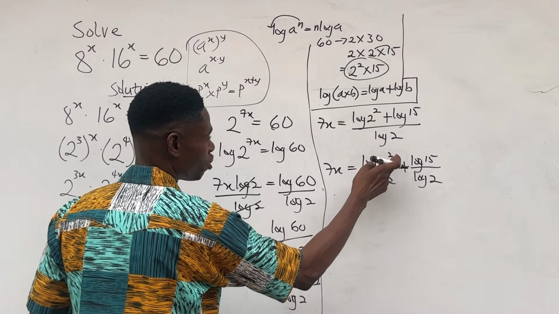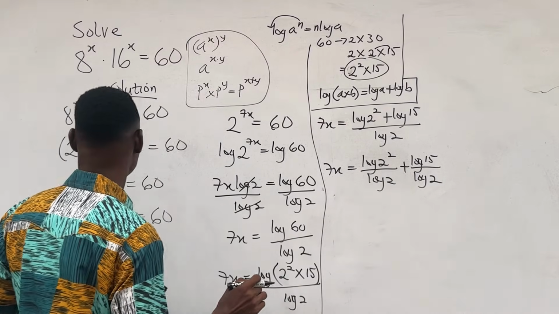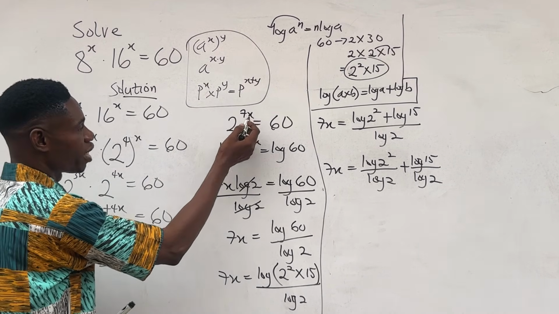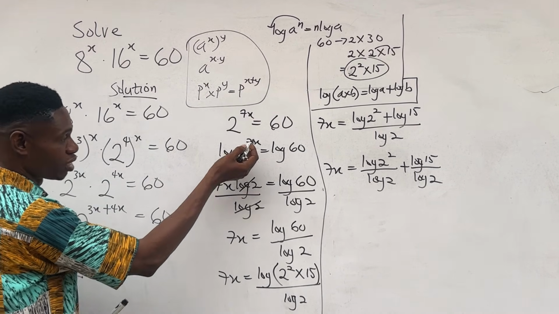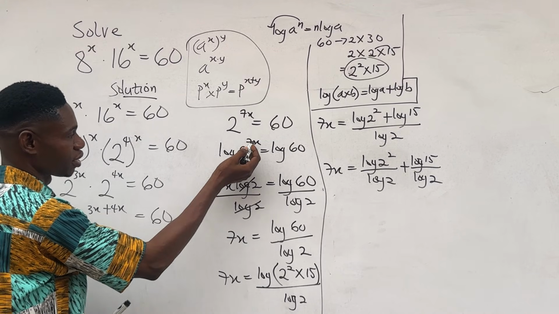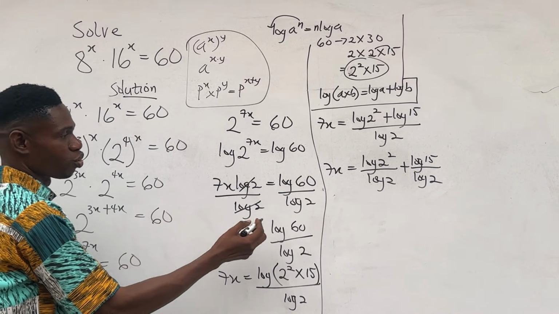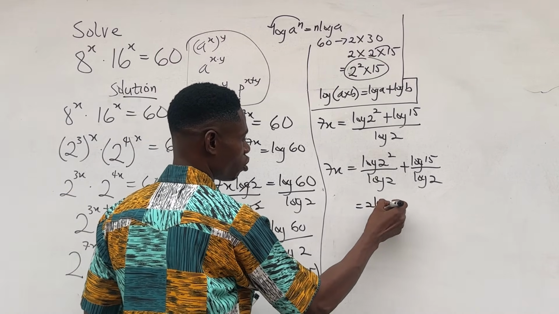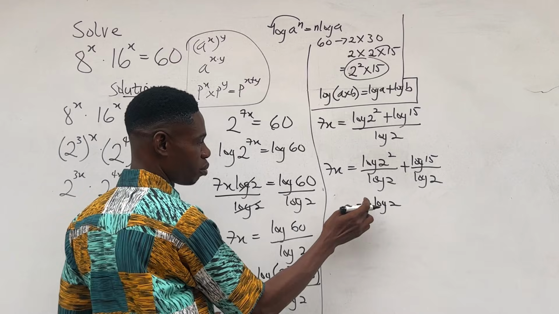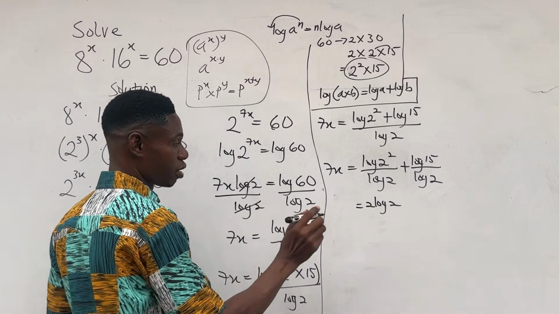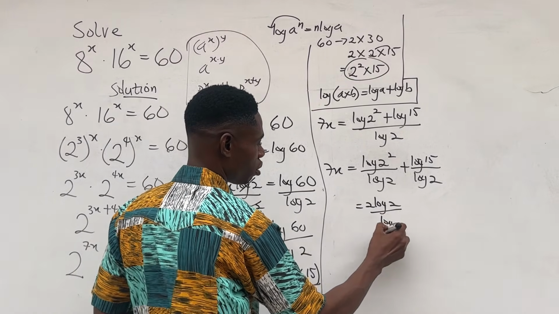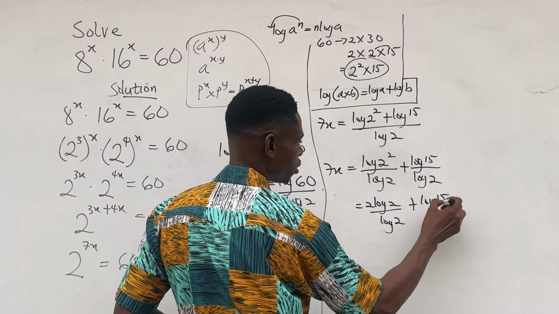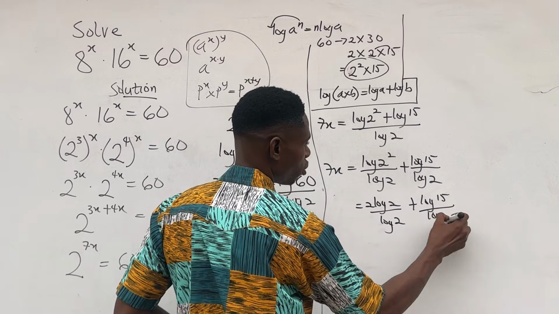Now if we come back here, guess what I'm about to do now? I did it here earlier. See how this 7x came down when I introduced log. So it's a law of logarithm that brought this 7x down here. So we're going to bring this other 2 down here. So this will give us 2 log 2, this 2 up here is coming down, following this law we've applied here, divided by log 2, plus log 15 divided by log 2.